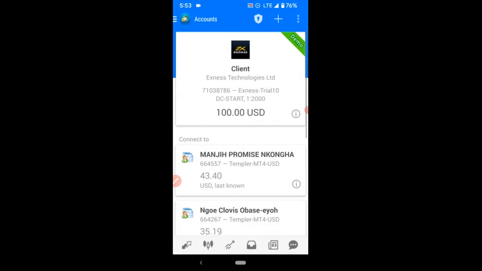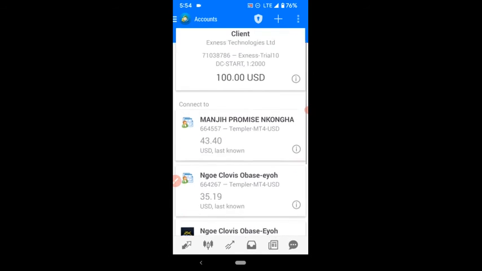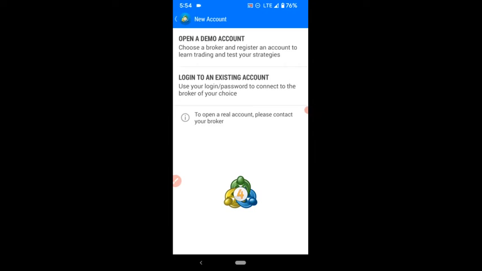Before you want to use MetaTrader 4, you must already have your brokerage account, you must already be registered with a broker. The broker will give you the information, your login, your server, and everything, and you put in your password and log into the server. So for example, if you want to log in, you come here. They say open a demo account.